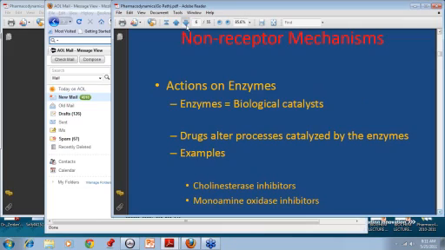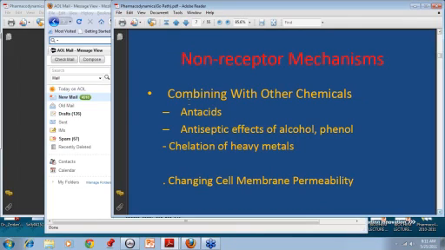Certain drugs can combine with other chemicals, like antacids, for instance, the antiseptic effects of alcohol and phenols, and chelation of heavy metals. Chelation therapy: I have a friend in this business who has a clinic in Florida, and he does very well. All he does is inject the patient with a very low concentration of EDTA, ethylenediaminetetraacetic acid. If you look at the molecular structure of this compound, it tends to trap the positively charged ions, the positively charged metals.